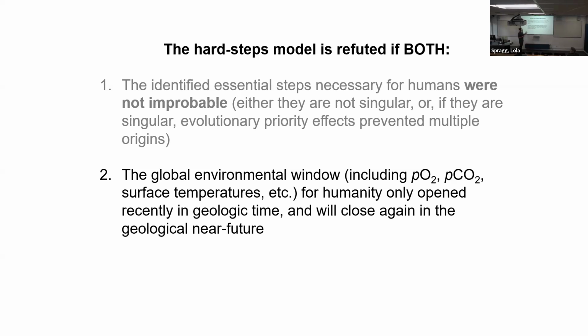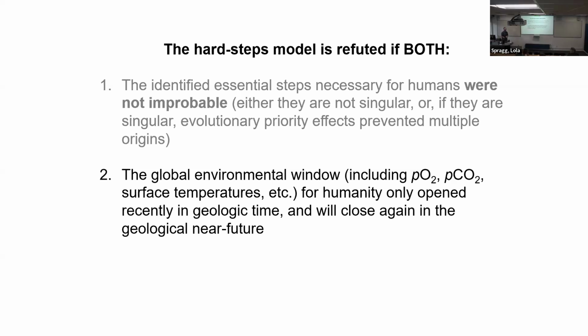Historical geobiologists have been obsessed with oxygen, but we could think about it with respect to other variables. You have to figure out when it opened, or in this case, the global environmental window for humanity only opened recently in geologic time and will close again in the geologic near future. If we can demonstrate that, then that explains why we evolved now and not in the Archean. It's the same example or application of Carter's anthropic reasoning.